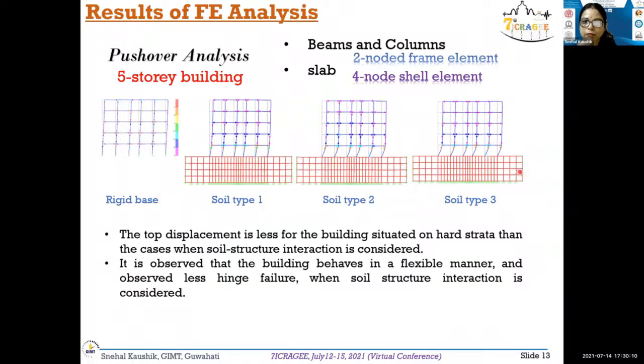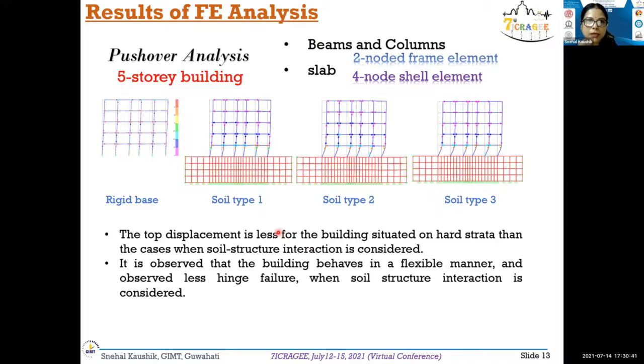Here we have observed that the top displacement is less for the building situated on hard strata than in the cases when soil structure interaction is considered. So when we consider this hard strata, the displacement we get is less. Also, it is observed that the building behaves in a flexible manner and shows fewer plastic hinges when the soil structure interaction is considered.